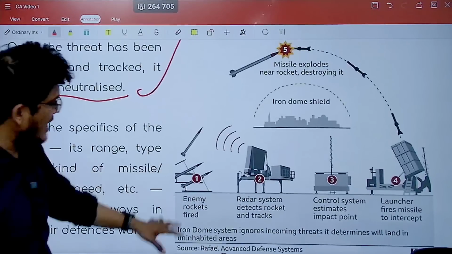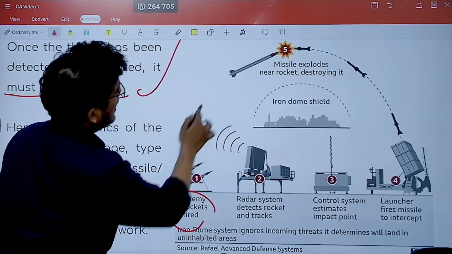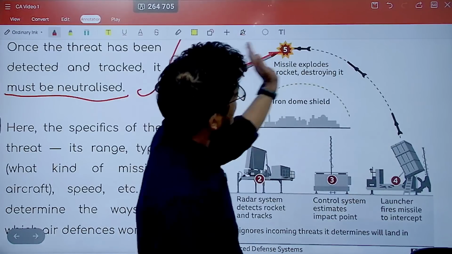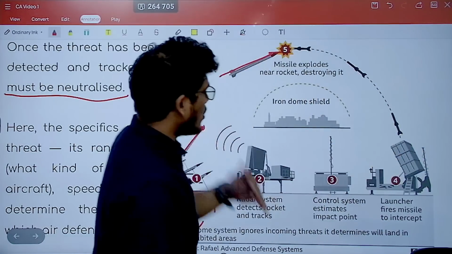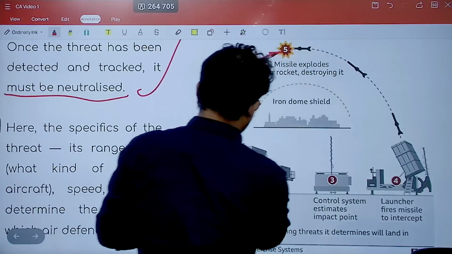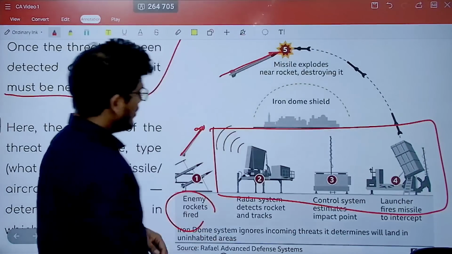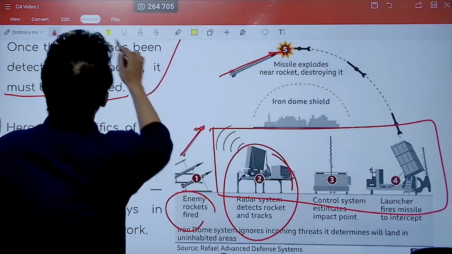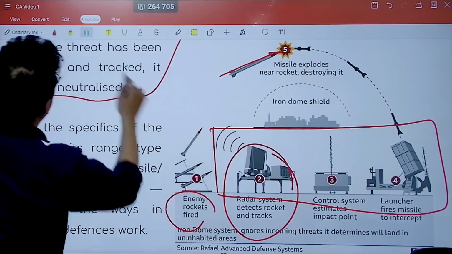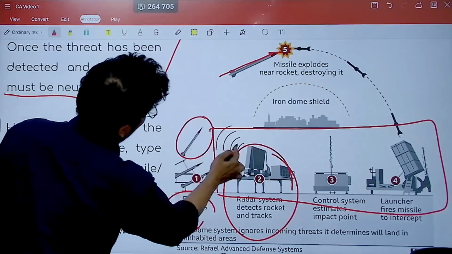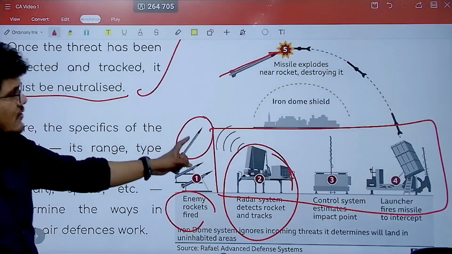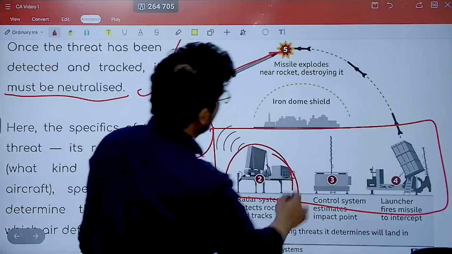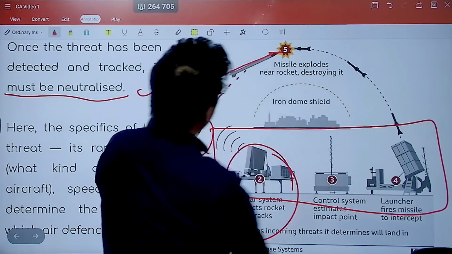Now this was the enemy rocket that was fired. It was about to reach, and it might destroy some place over there. So you have your defense system over here. This defense system consists of this radar system first, which detected the missile here itself by sending the signals. But see where the destruction is happening over here, as a result of which you need to keep on tracking the path of that missile.